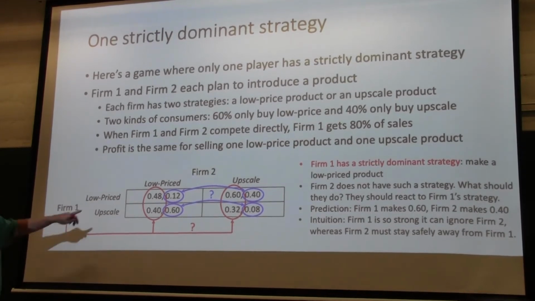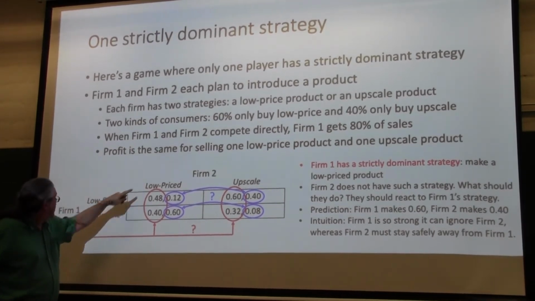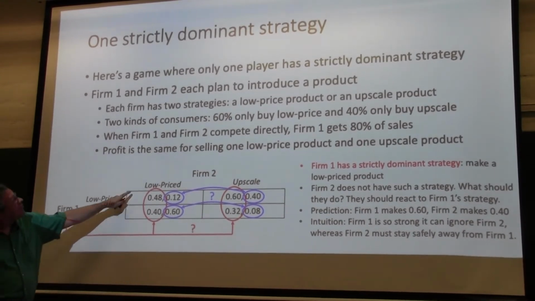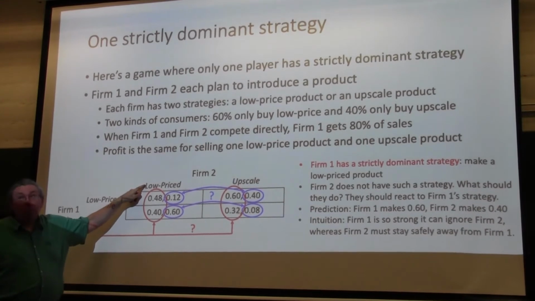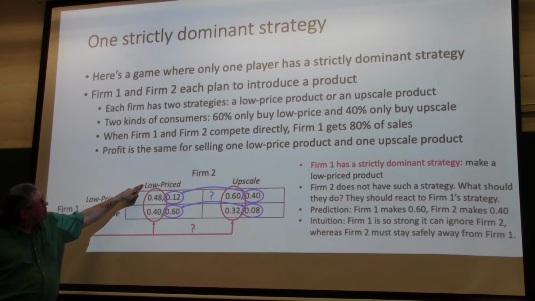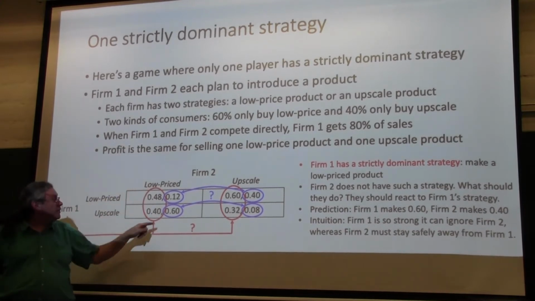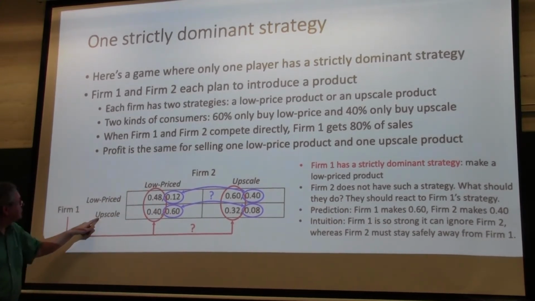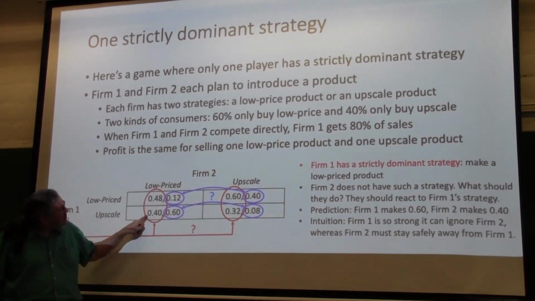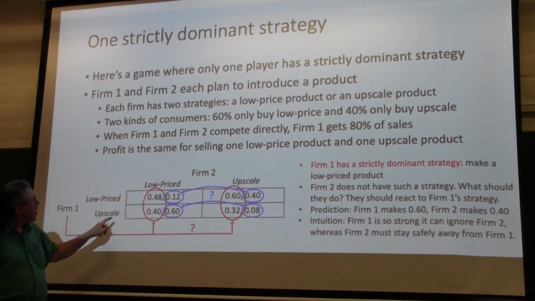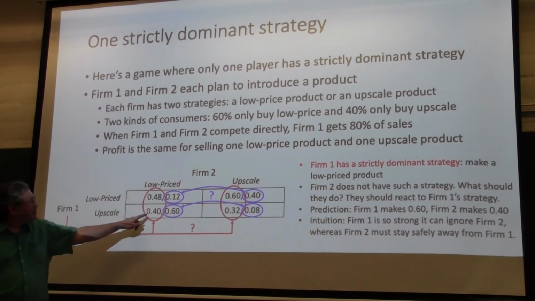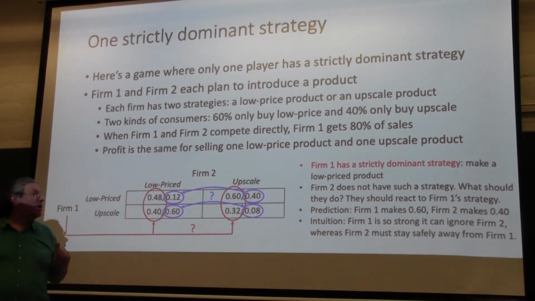So for example, if firm 2 does low price and firm 1 does upscale, then the consumers, if they want to buy low price, they only have firm 2 as a possibility, and if they want to buy upscale, they only have firm 1. So firm 1 will get the full set of upscale customers, and firm 2 will get the full set of low price customers. So the payoff is 0.40, 0.60.